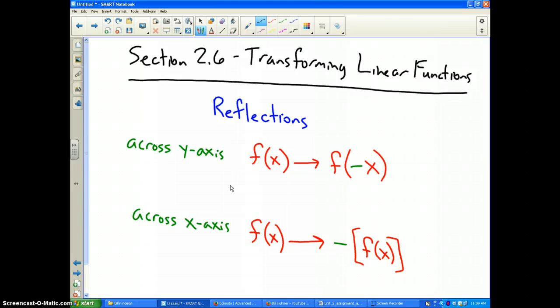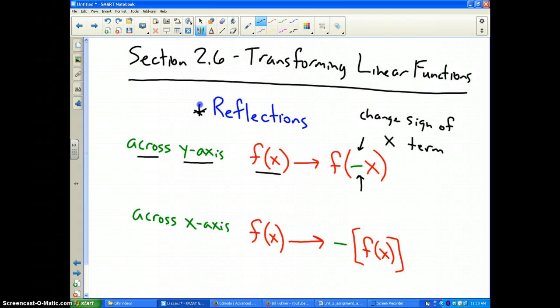The second type of transformation, whether it's linear functions or anything else that we're going to talk about, is reflections. There are two reflection rules that I want you to write in your notes. First of all, to reflect any graph across the y-axis, you take the original function and you change it so that the sign of the x is reversed. That little green negative sign inside the parentheses means change the sign of the x term.